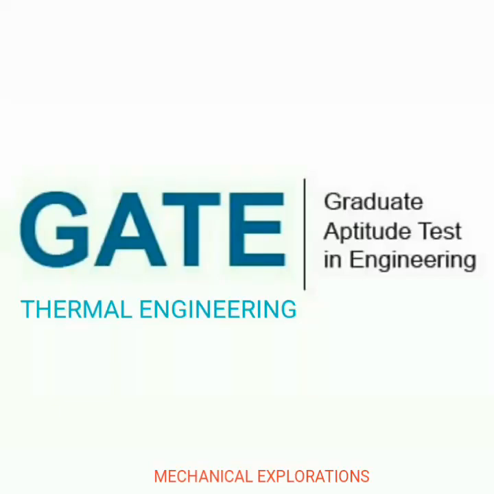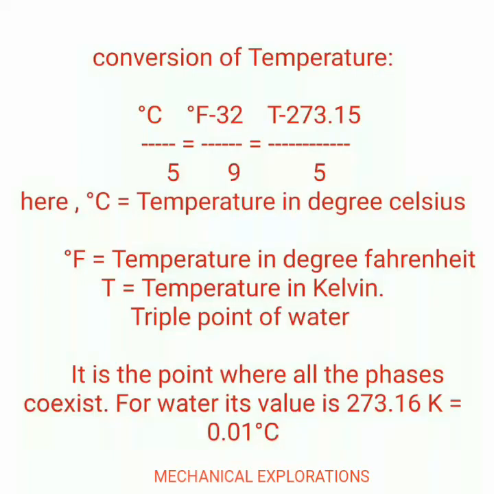In this video we are going to see the continuation of the basics of thermal engineering, followed by two parts. First, coming to the conversion of temperature: how can you convert temperature in degrees Celsius, degrees Fahrenheit and temperature in Kelvin? The formula C/5 = (F - 32)/9 = (T - 273.15)/5 is to be remembered for the conversion of temperature.